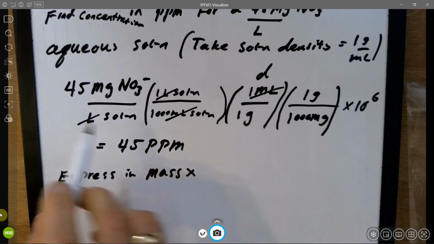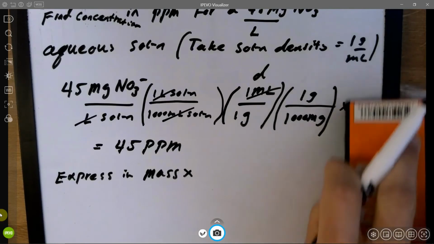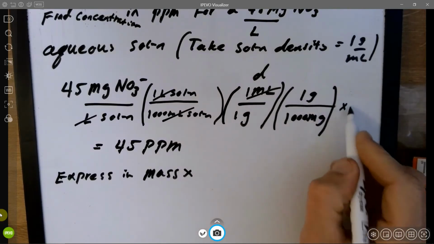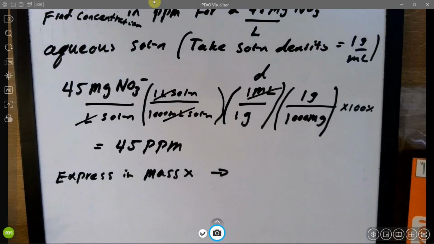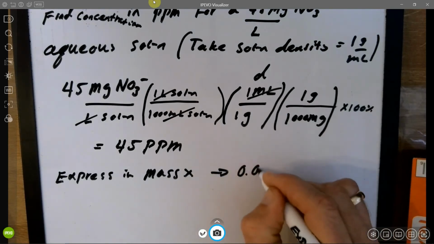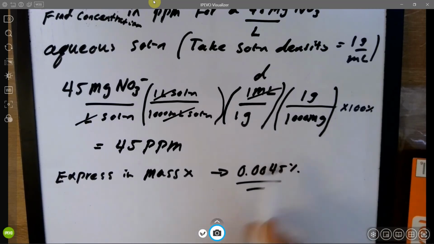To do that, it's the same thing as here, but instead of multiplying by 10 to the 6th up here, I'm going to multiply this by 100%. Okay? And when I do that, I get 0.0045%. So you can see this is not as convenient to write as 45. So that's why we came up with this. Okay. And that's really the crux of it.